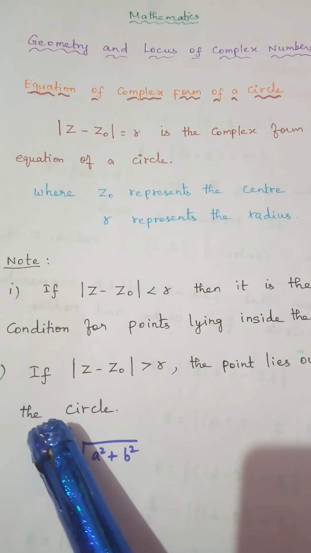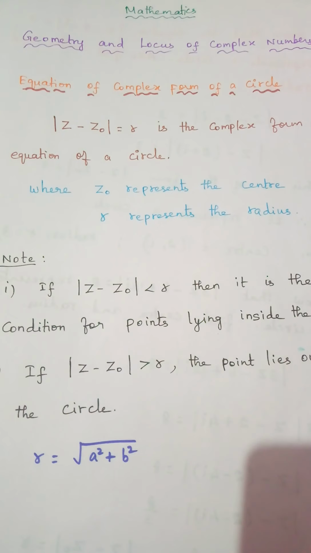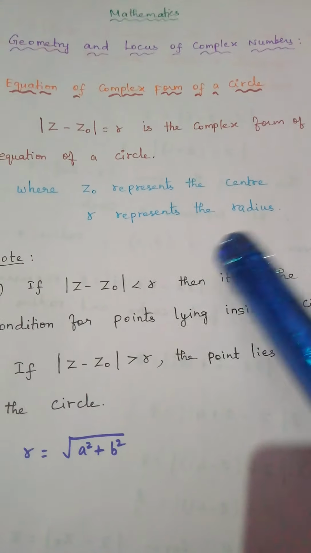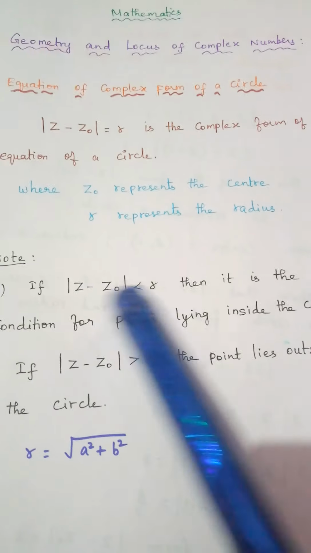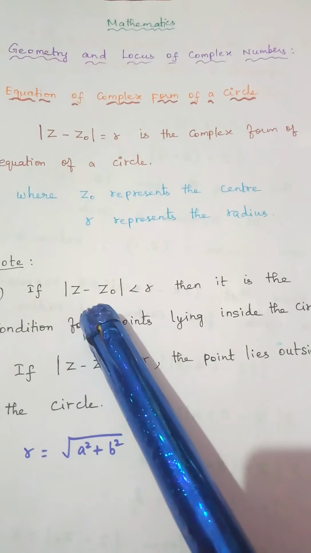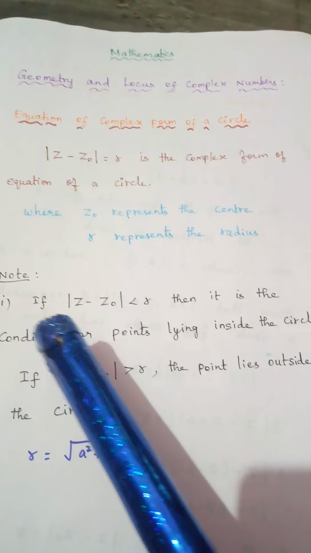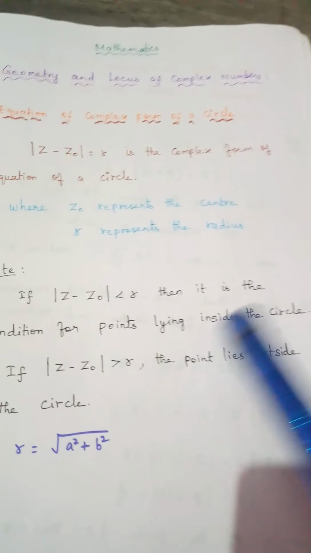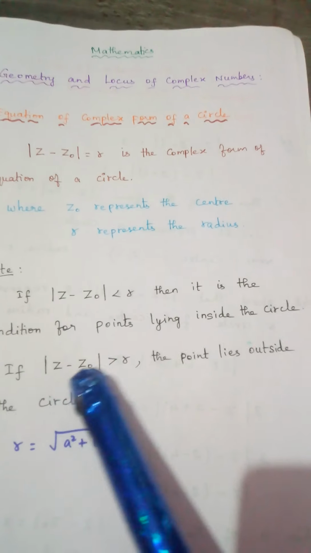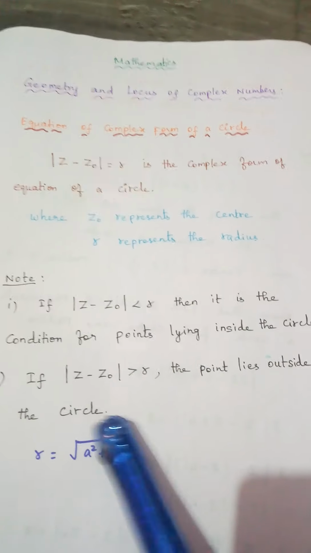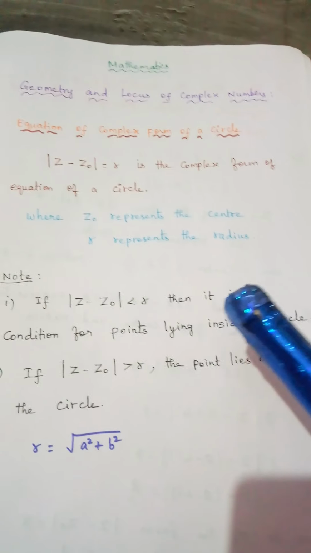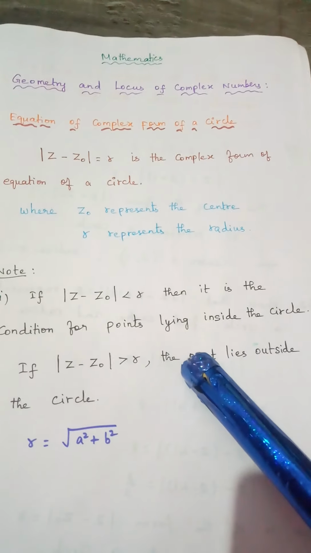Again I repeat, we are taking a point, and we have to find whether that point lies inside or outside the circle. If modulus of z minus z naught is less than the radius, the point that we have taken definitely lies inside the circle. If that value exceeds r, that is the radius, then the point lies outside the circle. So these are the two conditions that we are giving here under the equation of complex form of a circle.